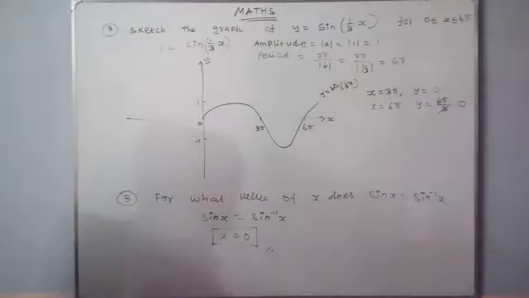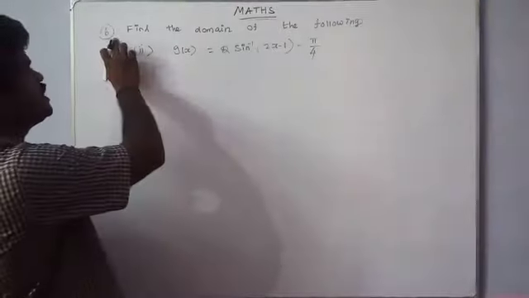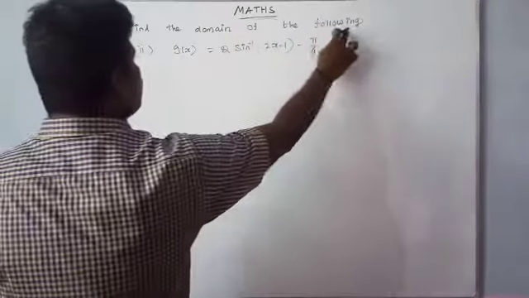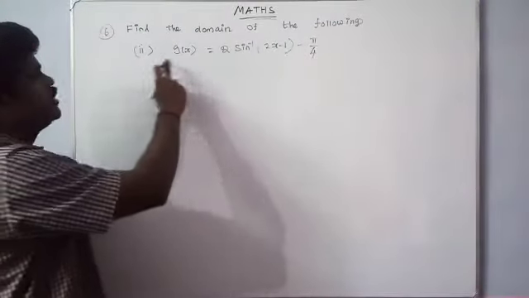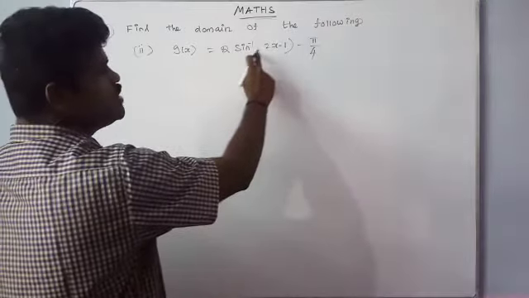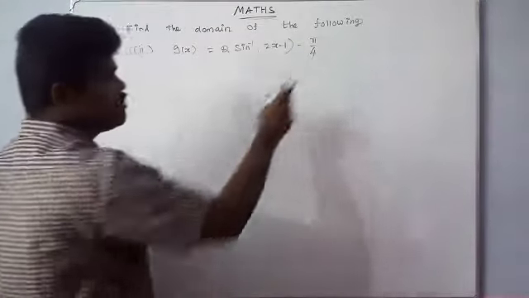Okay, refer to the sum. Now the sixth sum: find the domain of the following. Roman letter 2. G of x is equal to 2 sin inverse of 2x minus 1, minus pi by 4.